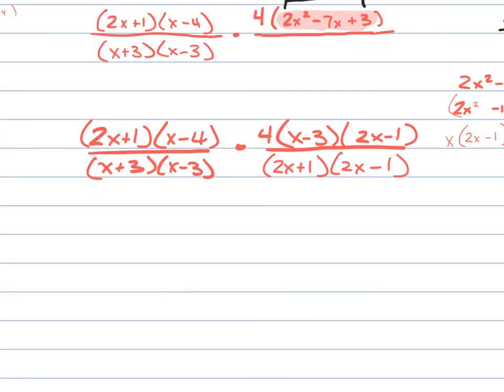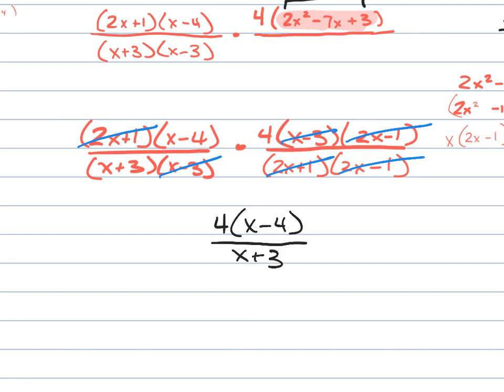What cancels? 2x plus 1. x minus 3. So what are we left with? 4x minus 4 over x. A lot of work, a lot of canceling there, but we still have to figure out what it's not allowed to equal. It's not allowed to equal this.